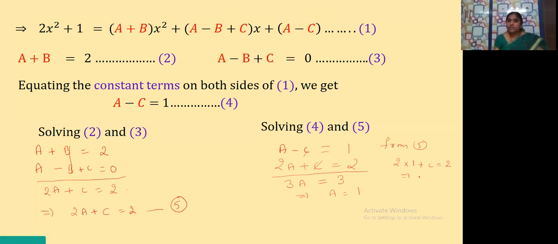So this implies C, 2 1s are 2, no? So C is equal to 2 minus 2, which is equal to 0. So what C value did we get? C value is equal to 0. And next thing, what is left here, children? B is left. Yes? So what is B?